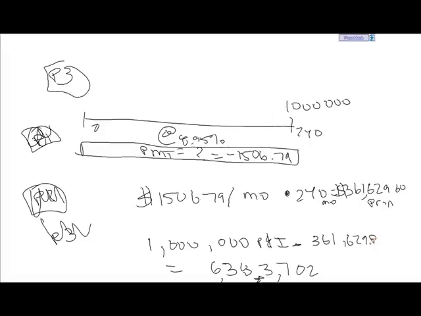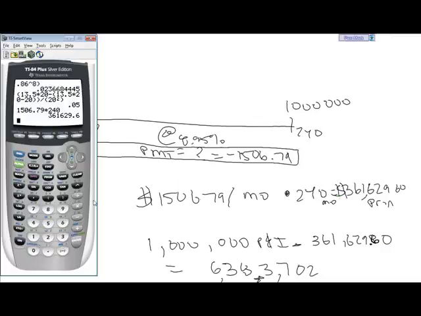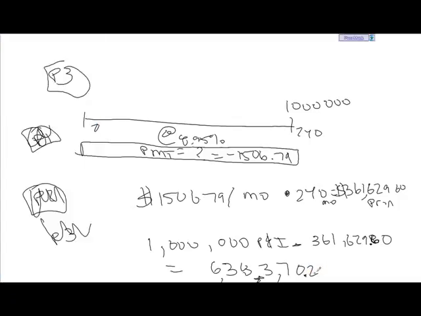Oh, yeah, I did make a mistake here. This would be 0.60. So 361,629.60, and I'll do this real quick. Minus 361,629.8, and I get 638,370.2.